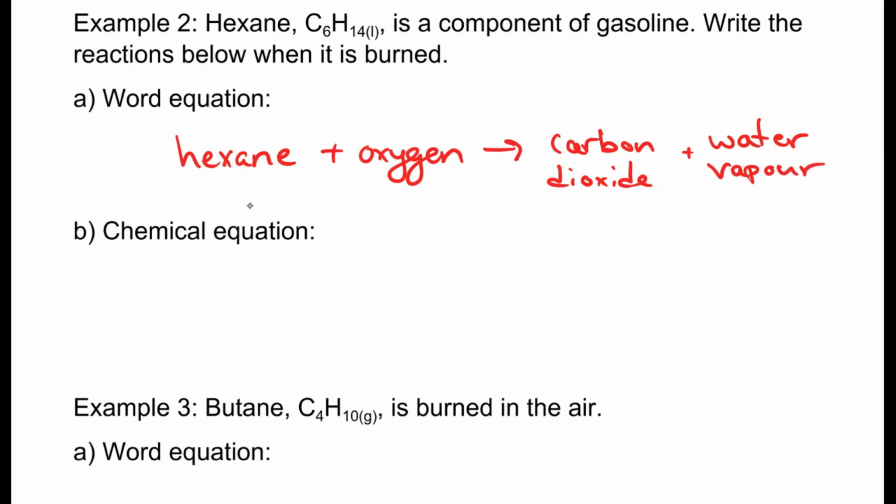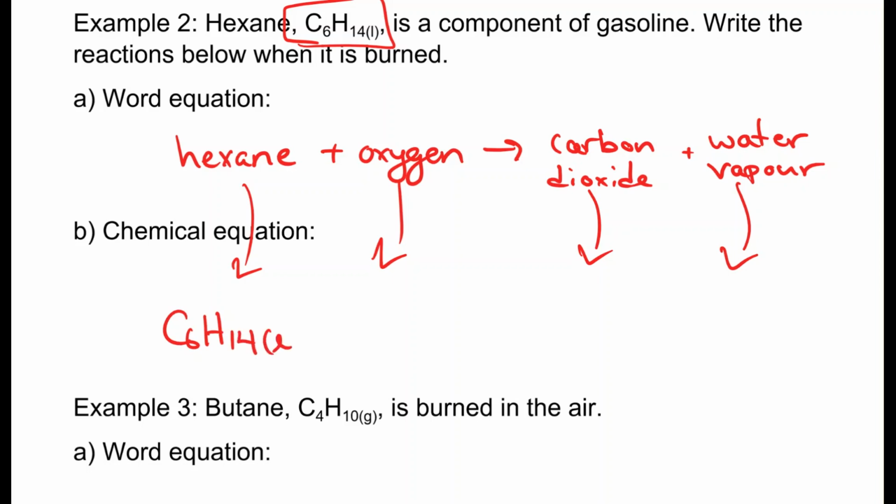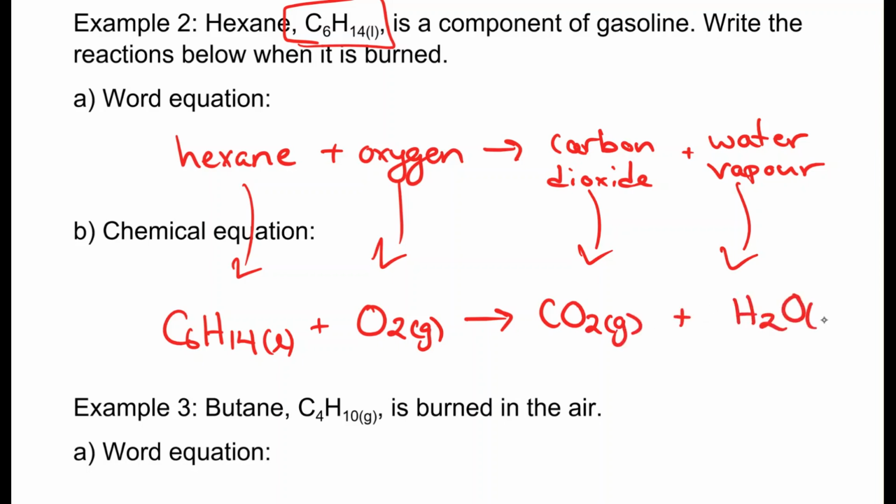Perfect. So let's take these and turn them into formulas. That's all we're doing when we go from a word equation to a chemical equation. Hexane is C6H14, and it's a liquid. We're going to react that with oxygen gas, and we're going to make carbon dioxide gas and water vapor. I almost put liquid.